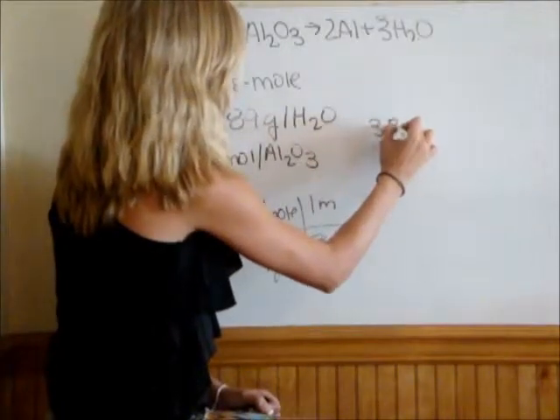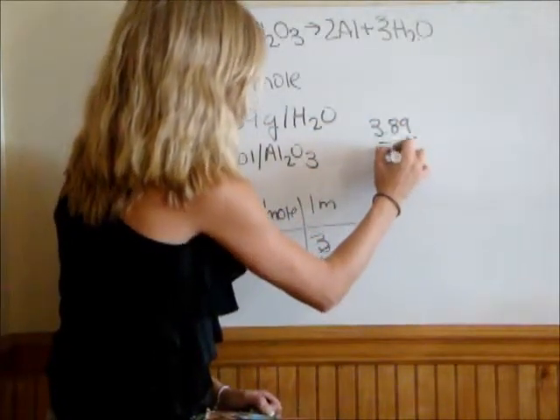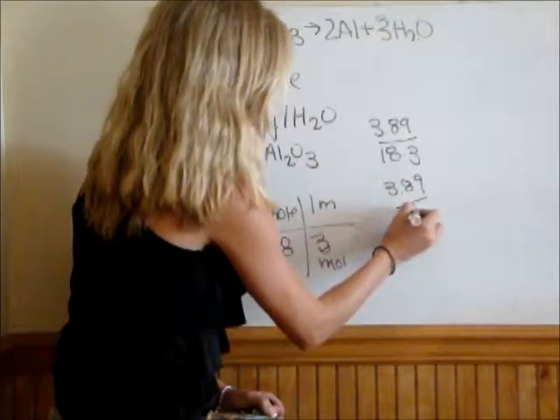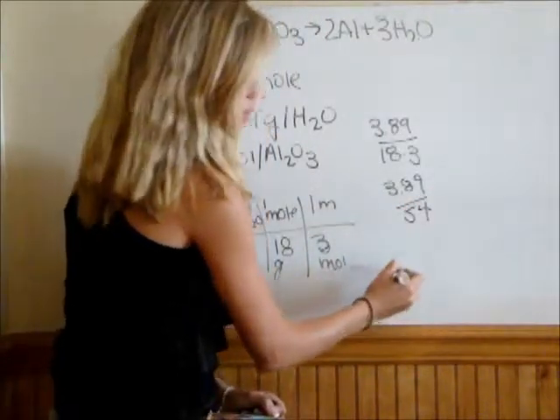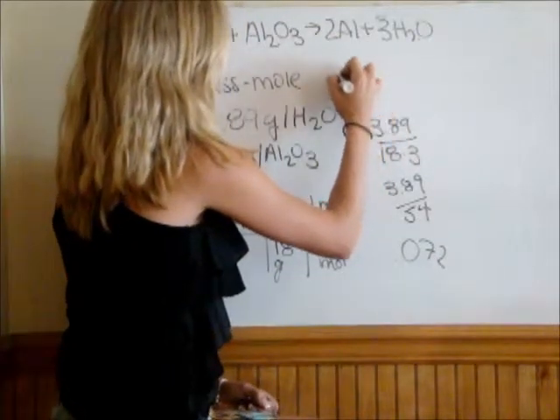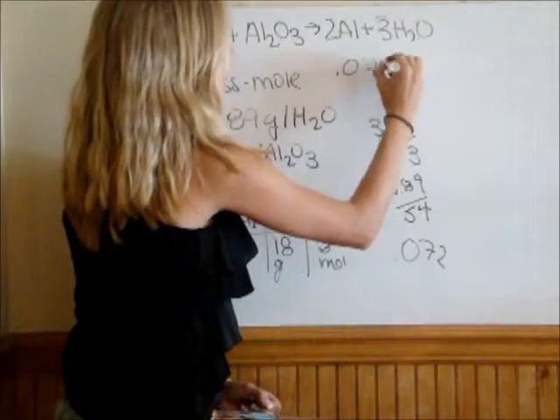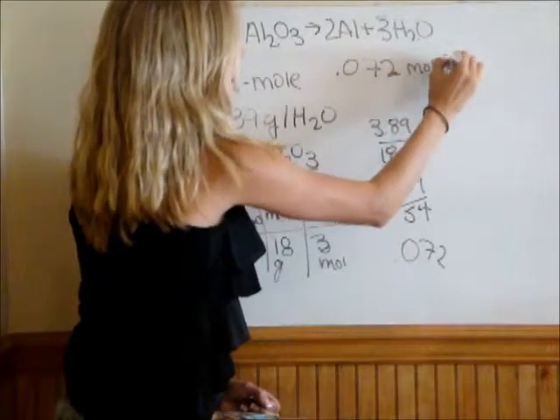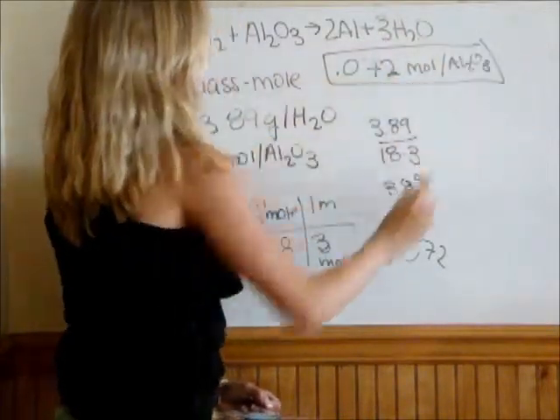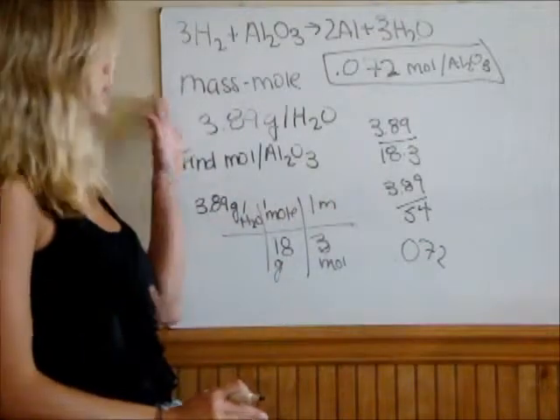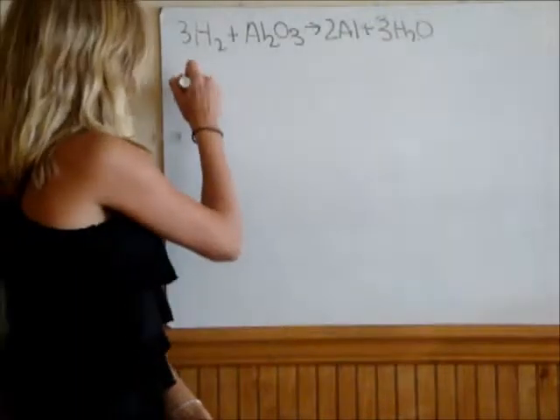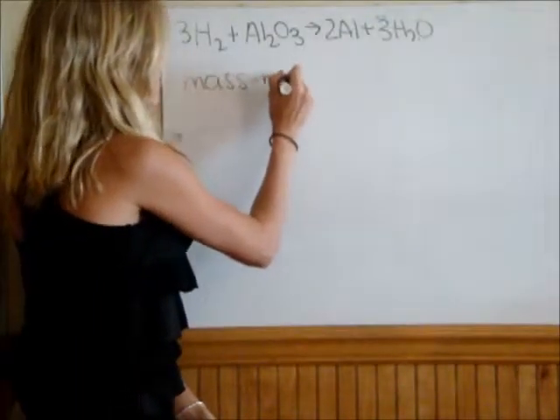So 3.89 divided by 18 times 3, which comes to be 3.89 divided by 54, and then that comes to be 0.072. We'll write up here so you can see it. 0.072 moles of aluminum oxide. So there we go, and that is our mass to mole. Now again, using the same balanced equation, let's try our 4th and final stoichiometry problem, a mass to mass.